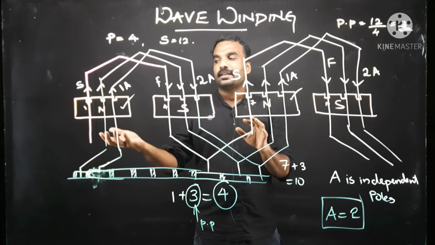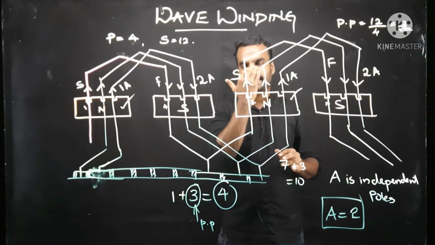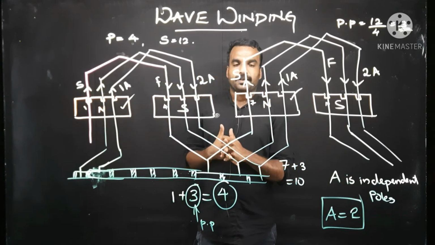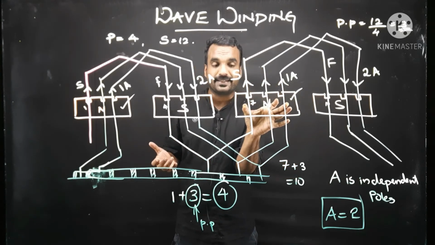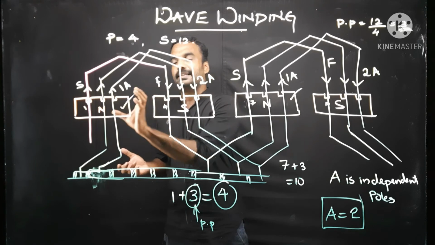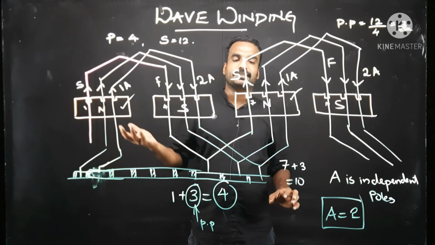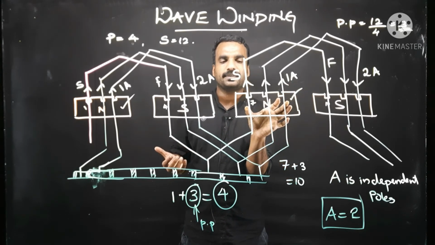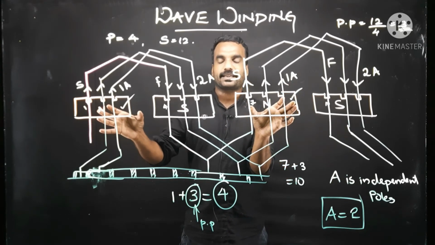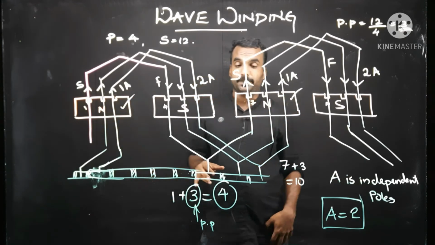But here this current is actually directly connected to these conductors. That's why you have to take this group of conductors the same as these conductors' current. As both the currents are the same, you cannot take it as another parallel path. You have to take it as the same parallel path.